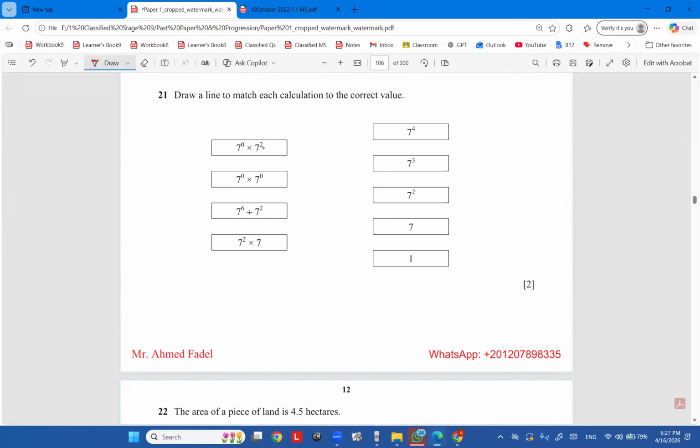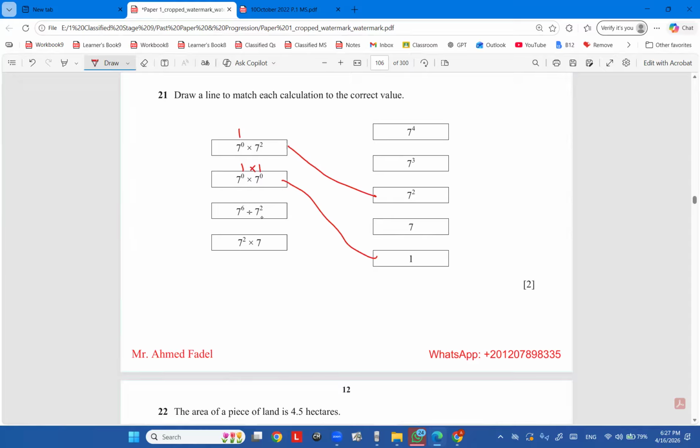7 to the power of 0 multiplied by 7 to the power of 2, add the powers up. Or 7 to the power of 0, we know that it is equal to 1 times 7 to the power of 2 is 7 to the power of 2. You can add also the indices. 0 plus 2 is 2. 0 plus 0 is just going to give you 0. 7 to the power of 0 is 1 times 1, which is just 1 whole.